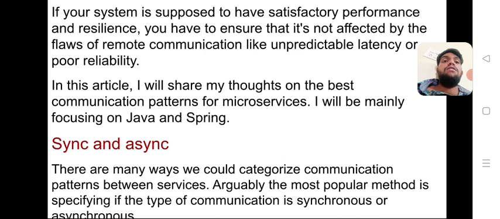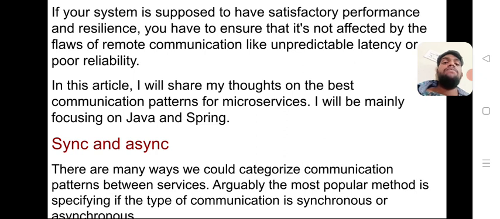If your system is supposed to have satisfactory performance, you have to ensure that it's not affected by the flaws of remote communication like unreliable latency or poor reliability. In this article, I will share my thoughts on the best communication patterns for microservices. I will be mainly focusing on Java and Spring.